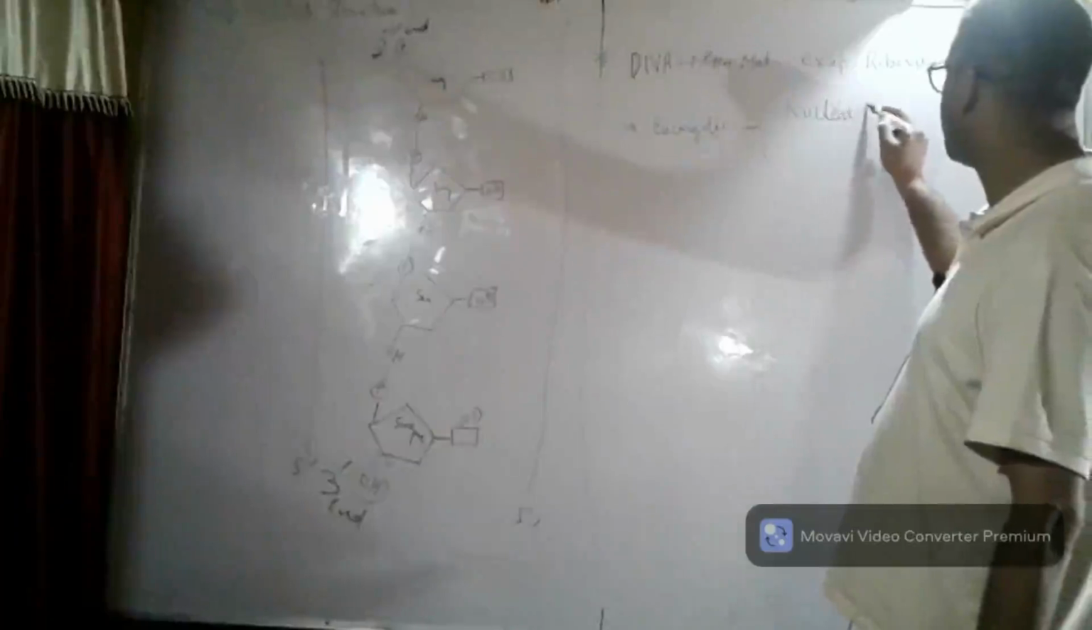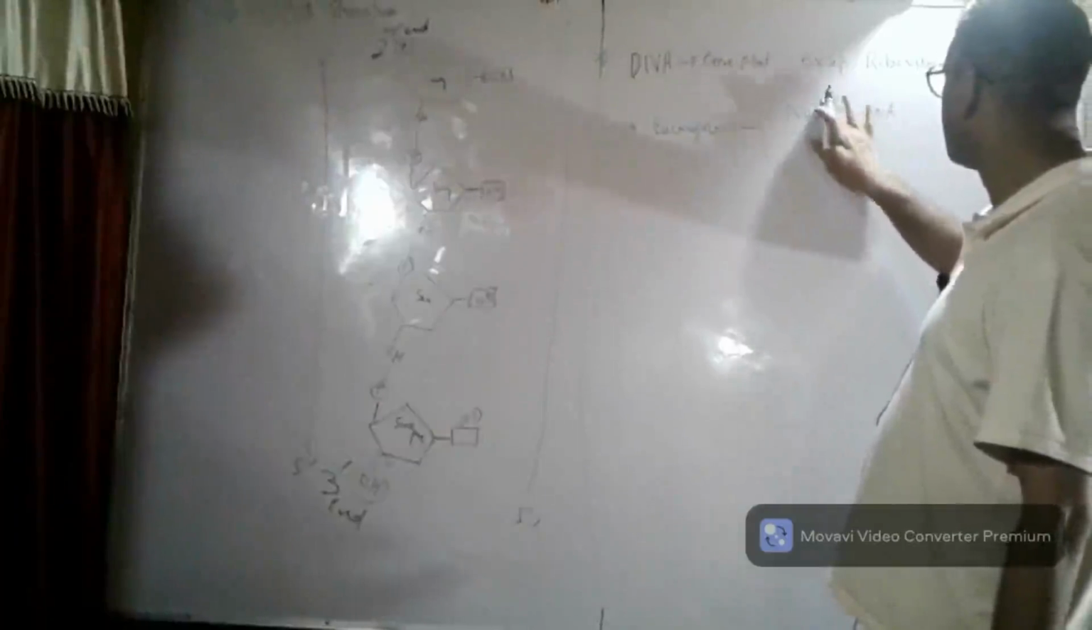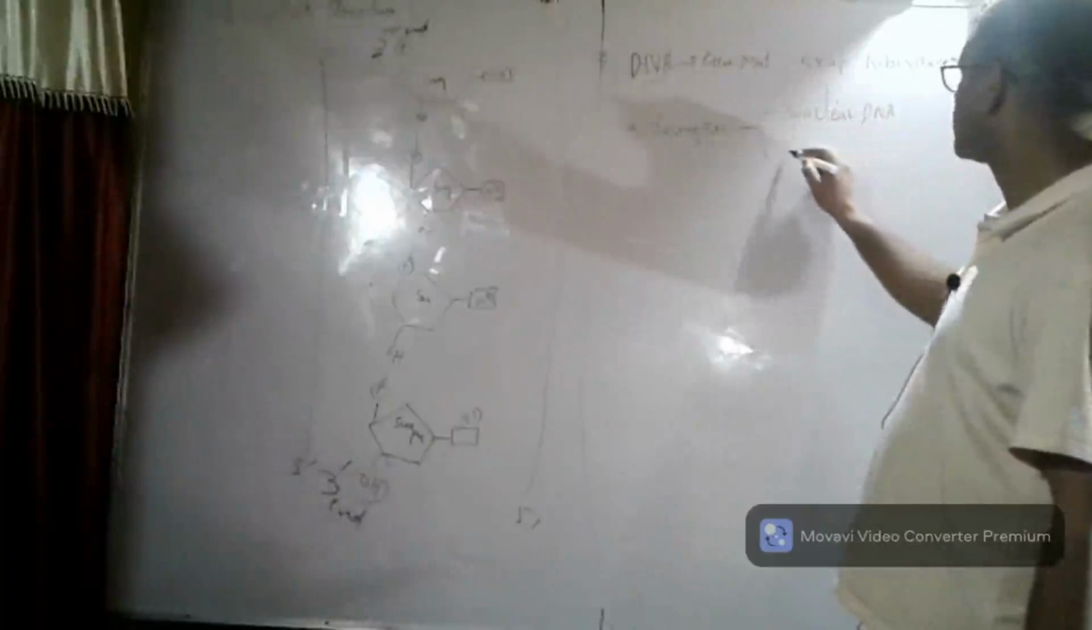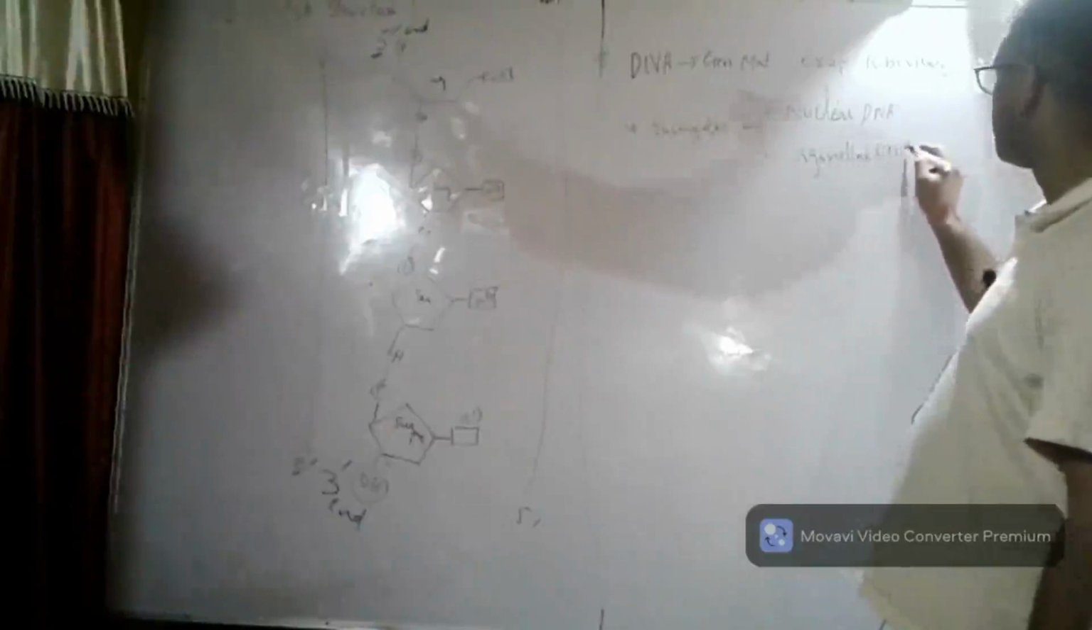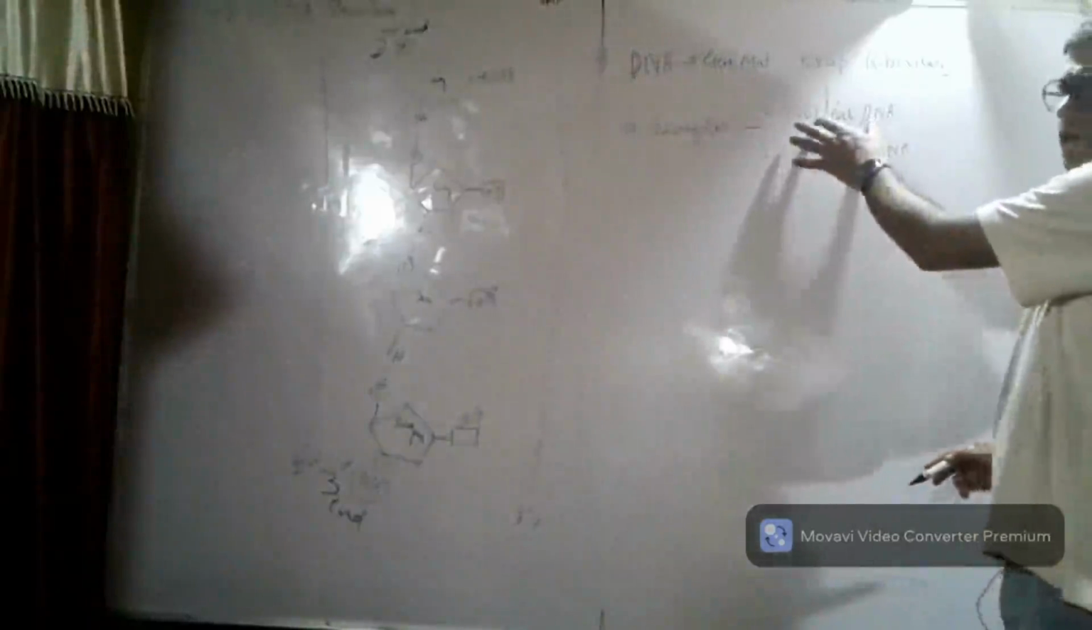We have nuclear DNA. Another is called organelle DNA. This nuclear DNA is present in the nucleus, in the chromosomes. And this organelle DNA is present in mitochondria. We call it mtDNA, mitochondrial DNA, or cpDNA, called chloroplast DNA.